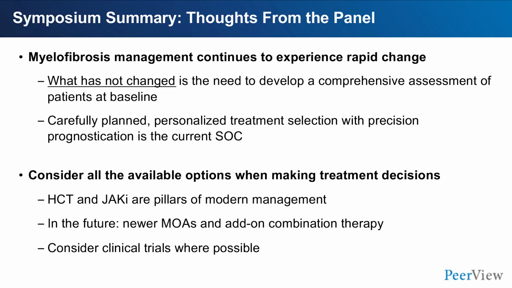We need to do a comprehensive assessment of patients at baseline, carefully planned and absolutely personalized treatment selection with precision prognostication. That's the current standard of care. And consider all the available options when making treatment decisions. Hematopoietic cell transplant and JAK inhibitors are pillars of our modern management, but in the future we'll be considering combination add-on strategies with different mechanisms of action, and when you can, consider a clinical trial where possible.